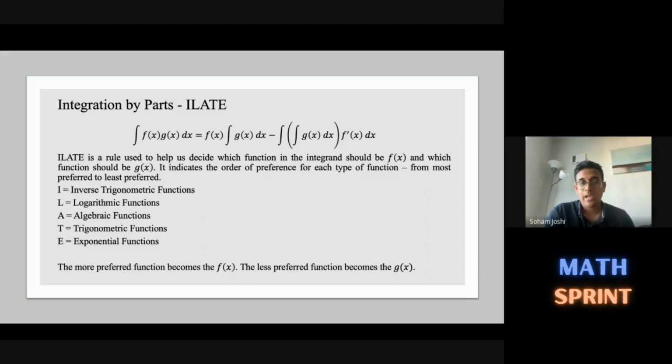But let's suppose we have to integrate two functions of the same type, like two inverse trigonometric functions multiplied together. Then we pick the function that is easier to integrate as g of x. Now, if you have trouble memorizing ILATE, that's fine. There's another way of looking at integration by parts that can work at times. A general rule of integration by parts is to always put the function that's more difficult to integrate as f of x and the function that's easier to integrate as g of x.